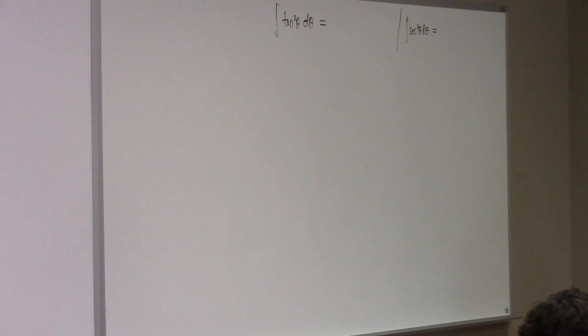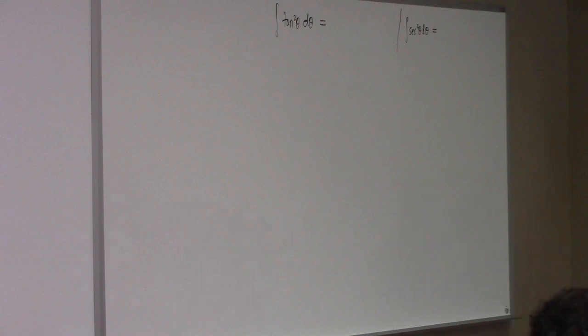What are we going to use? Integration by parts, U substitution? What can we use to integrate secant squared theta? We just integrate, right? This is an elementary integral. There's no work to do here. If you're doing work, you're doing it wrong.